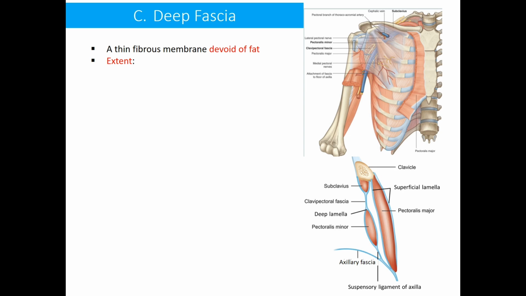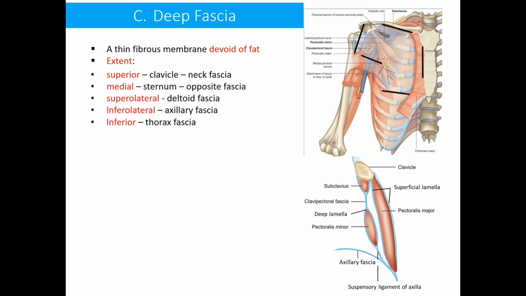Deep fascia of the pectoral region is present as a thin fibrous membrane which is devoid of fats. It extends superiorly up to the clavicle where it becomes continuous with the fascia of the neck. Medially, it reaches the sternum and becomes continuous with the opposite side's fascia. Supralaterally, it becomes continuous with the deltoid fascia, whereas infralaterally, it becomes continuous as the axillary fascia, whereas inferiorly, it continues as the thoracic fascia.